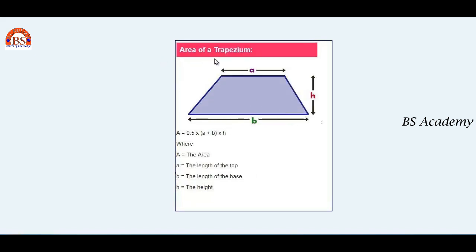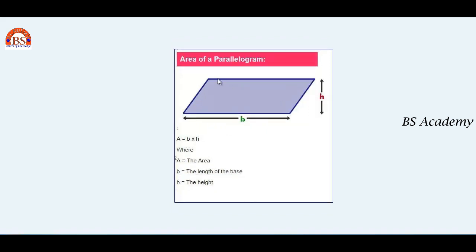And the next is area of a trapezium. A is equals to 0.5 into A plus B into H, where A is the area and smaller a represents the length of the top and B represents the length of the base and H is the height. And the next is parallelogram. Area of a parallelogram is equals to B into H, where A is the area, B is the length of the base and H is the height.